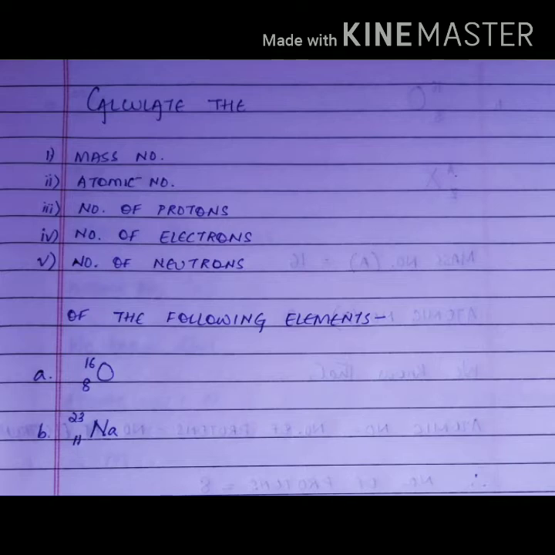I have given you all an exercise. Calculate the mass number, atomic number, number of protons, number of electrons, number of neutrons of the following elements: oxygen and sodium. So let's discuss how we will do it.